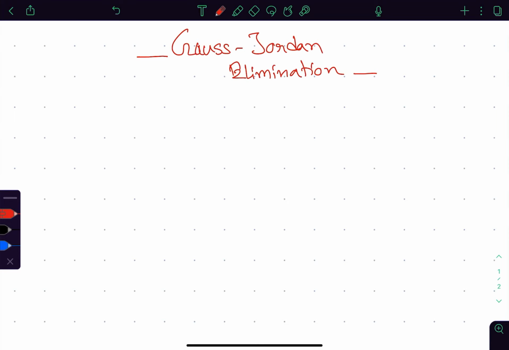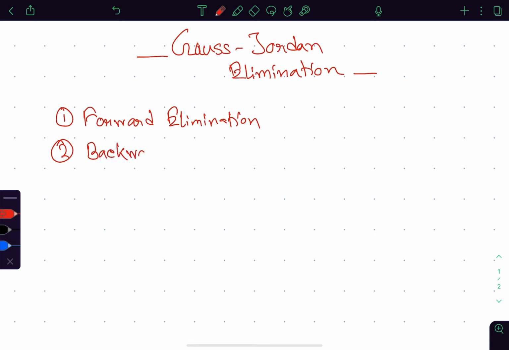Okay, Matrix 101. Today we go over Gauss-Jordan elimination. As I understand, this thing has two phases. The first one is called forward elimination, and the second phase is called backward substitution.